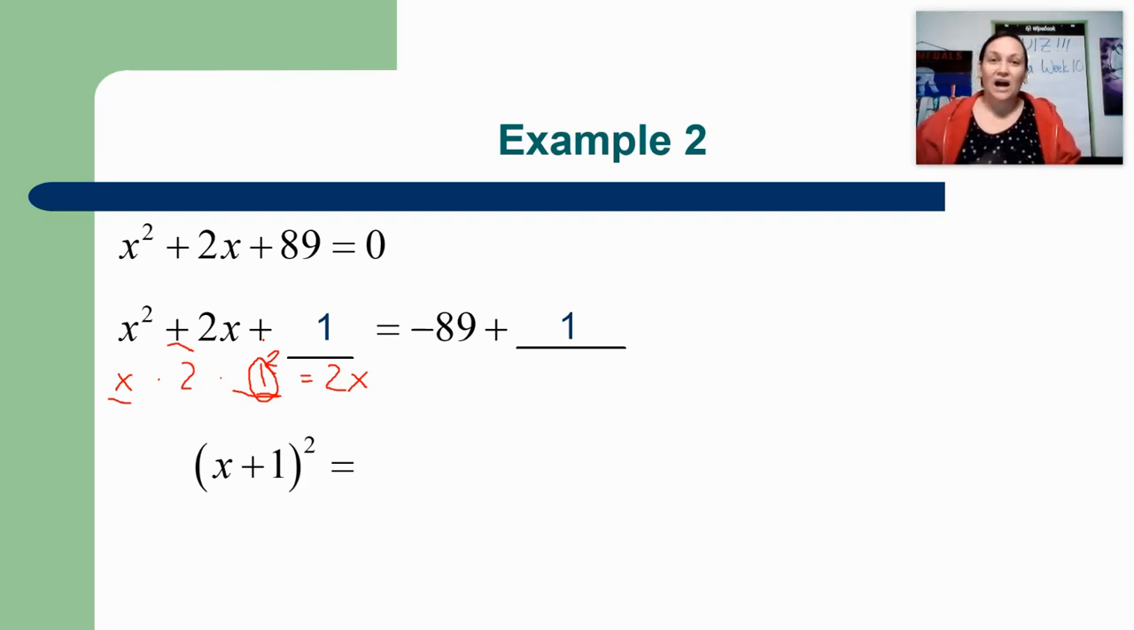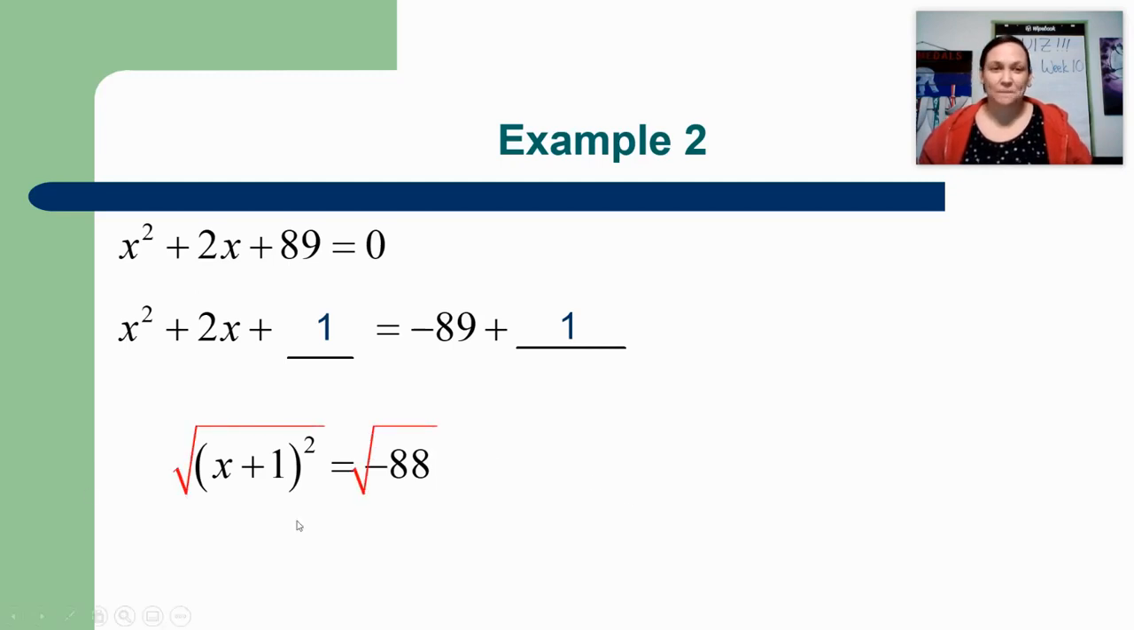All right. So negative 89 plus 1 is negative 88. And here again, I have a negative number after the equal sign. So I am going to expect to get an i, an imaginary answer. My next step is going to be to square root both sides. And just like on the previous problem, my square and my square root will cancel, leaving me with an x plus 1. And when I square root a negative, I'm going to get an i as part of my answer.